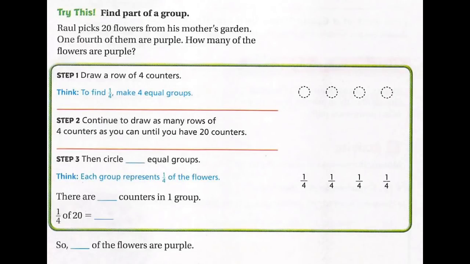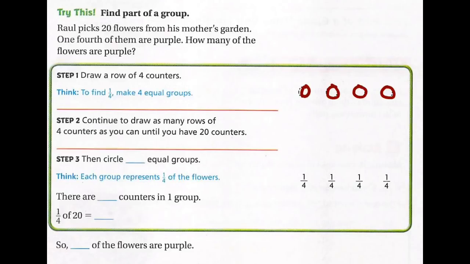We're going to find part of a group. So Raul picks 20 flowers from his mother's garden. 1/4 of them are purple. How many of the flowers are purple? Okay, so we're going to draw a row of 4 counters here. Here's a row, here's a row, here's a row, here's a row. I guess those are columns, but there's 4 in that row.